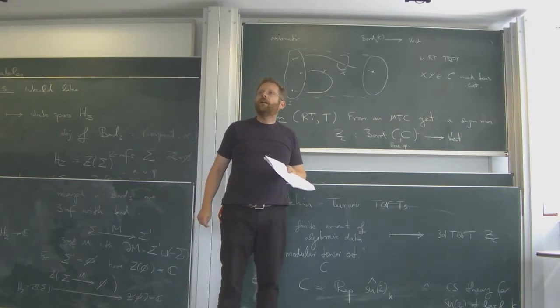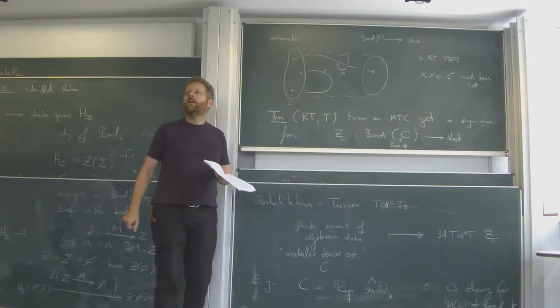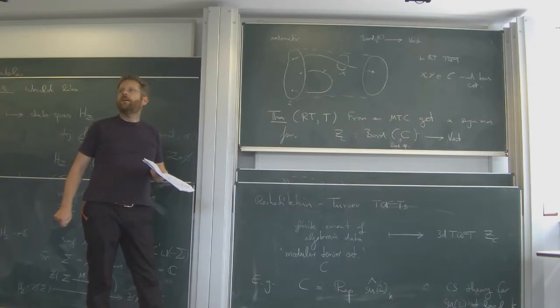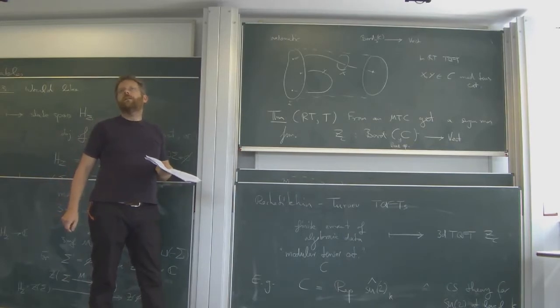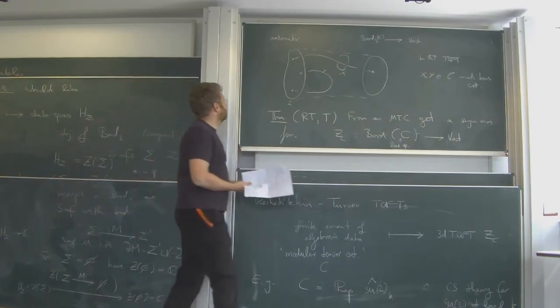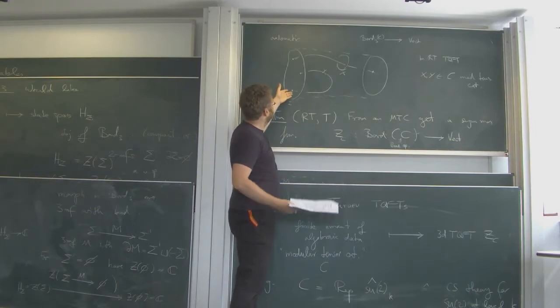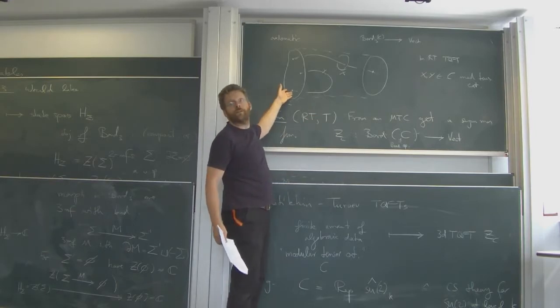Right, exactly. These punctures don't correspond to selecting a particular state in my original state space. Not in this formalism. In this formalism, if you put in such a point, that would be an entirely different vector space.